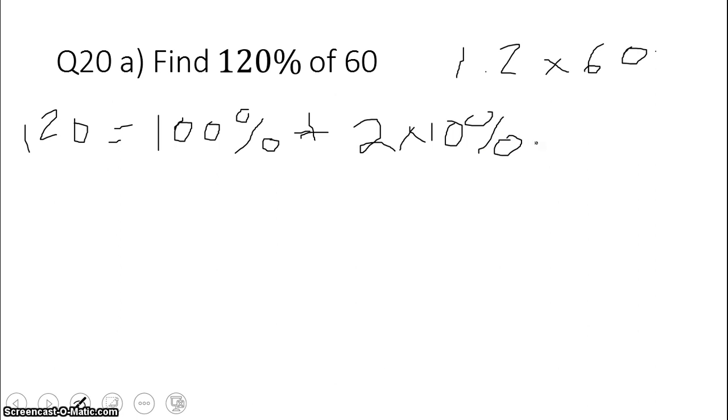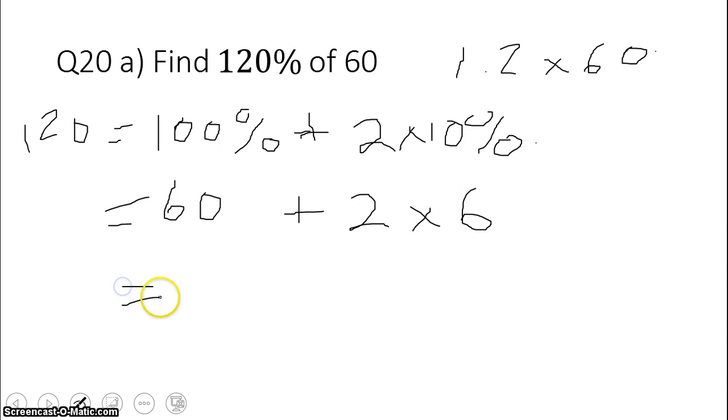So I'd expect everybody to be able to work out what 10% is. 10% of 60 is 6, so we've got 100%, 60, plus we've got 2 lots of 6, which gives us our 72. Once again, doing it on the calculator fine, doing it in your head much better.